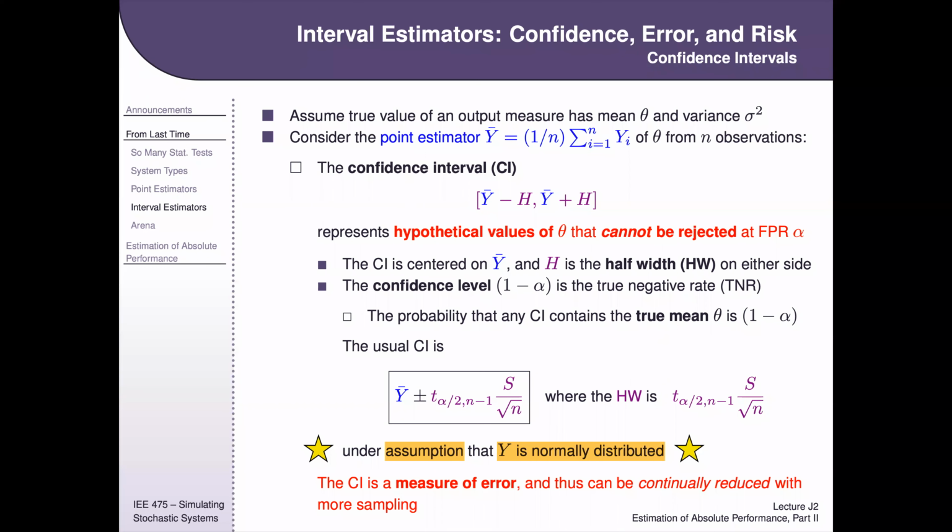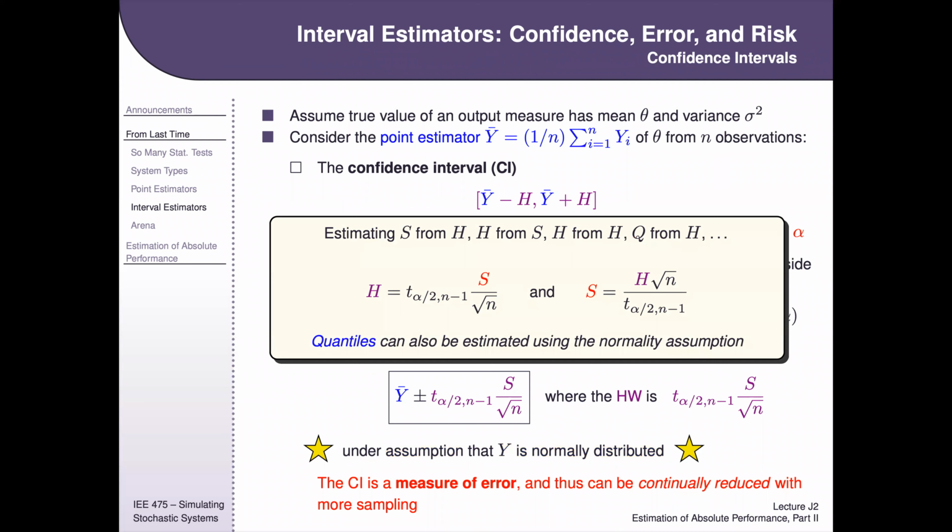If we assume they're normally distributed and independent and somebody gives us a half-width, then we can back out a lot of cool things. We know the half-width formula here. With it, I can approximate the standard deviation of that normal distribution just by rewriting the half-width formula. And I can even estimate quantiles because I assume the data are normally distributed.